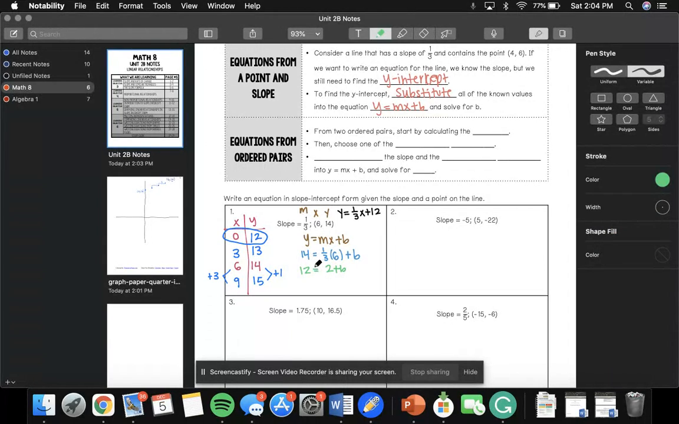And 2 plus something, 2 plus b has to equal 14. So that means that b equals 12. Okay, so there are 3 different ways that we could figure out where our starting point is, and you kind of just need to figure out which method is the best.